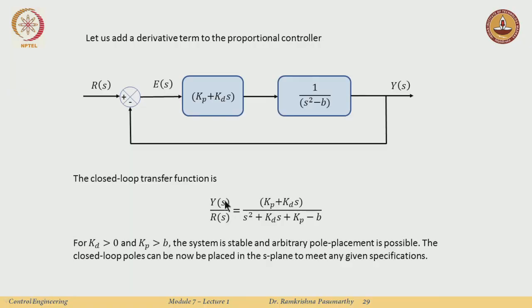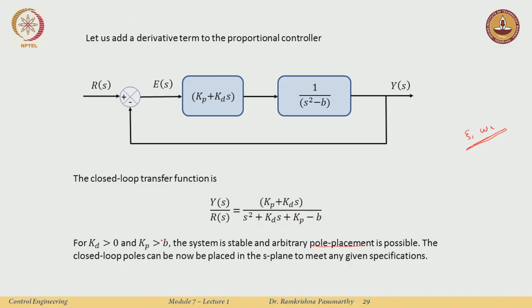So, now the response Y(s) over R(s) has an additional damping term in the system, and for Kp and Kd greater than 0 and Kp greater than b, the system is always stable. Therefore, I can arbitrarily place the closed loop poles, or given any zeta and omega n, I can design the system for any zeta and omega n. This is what I mean by pole placement, right, because the poles are decided by the values of these. I can place them wherever I want, based on appropriate choices of Kd and Kp.